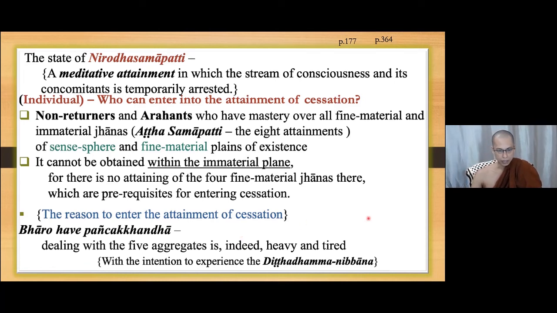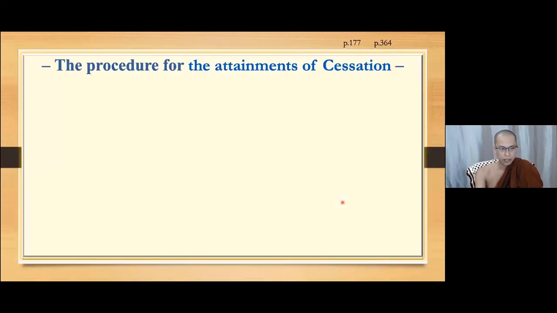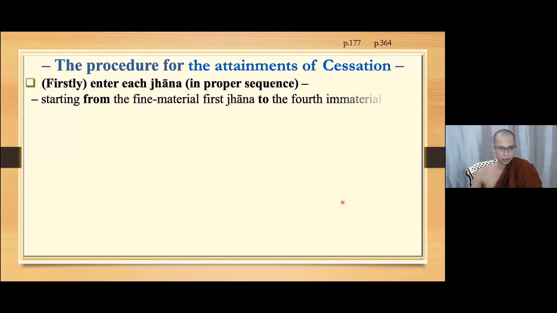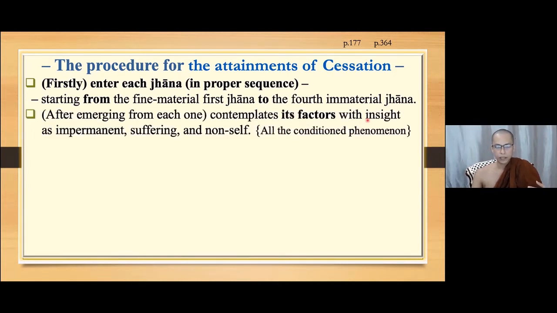Okay, this is the attainment of cessation as mentioned in the text, and we can conclude in this way. After that, let's make sure of the procedure of the attainment of cessation. Firstly, enter each jhana in the proper sequence, from the first jhana to the fourth immaterial jhana, continuing. After emerging from each one, the meditator needs to contemplate and cannot continue directly to the next attainment. He contemplates further with insight as impermanent, suffering, and non-self, on the conditioned phenomena.